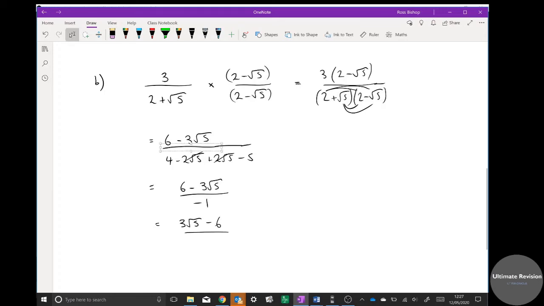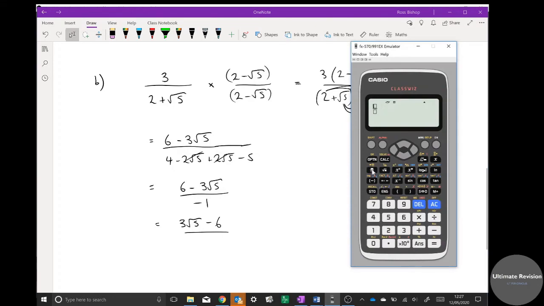Okay, let's just check our answer. We can do that by typing in the original 3 over 2 plus root 5. And I get minus 6. Yeah, I've just done it in a slightly different order, but that's exactly the same.